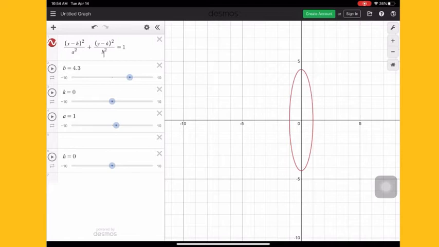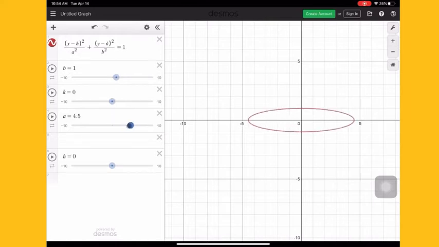So where the a is and where the b is really kind of irrelevant. What you have to keep in mind is which direction it's going. If you've got a tall and skinny one, your bigger value is going to be underneath your y. If you have a short and fat one, the bigger of your two values is going to be underneath the x value.